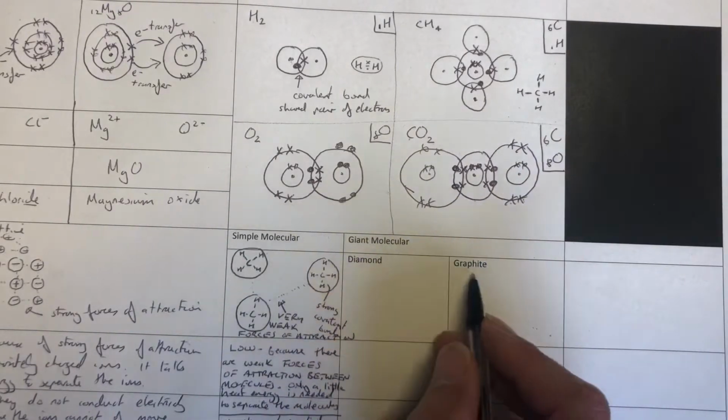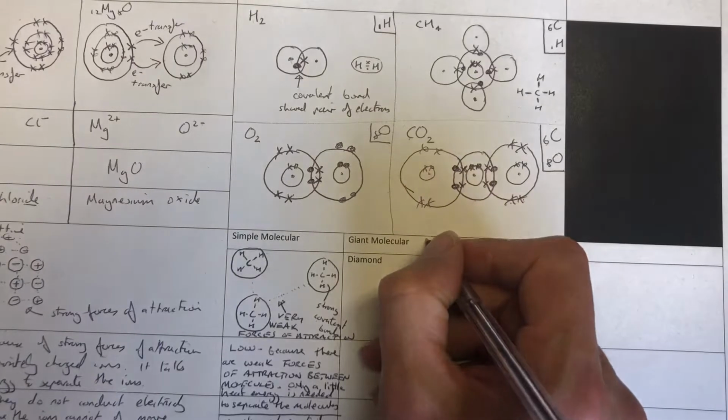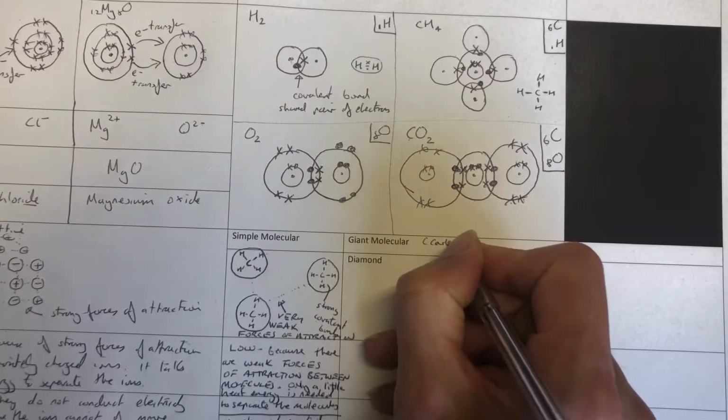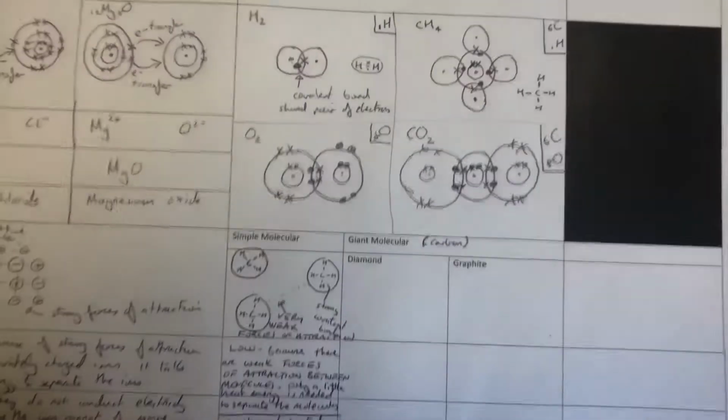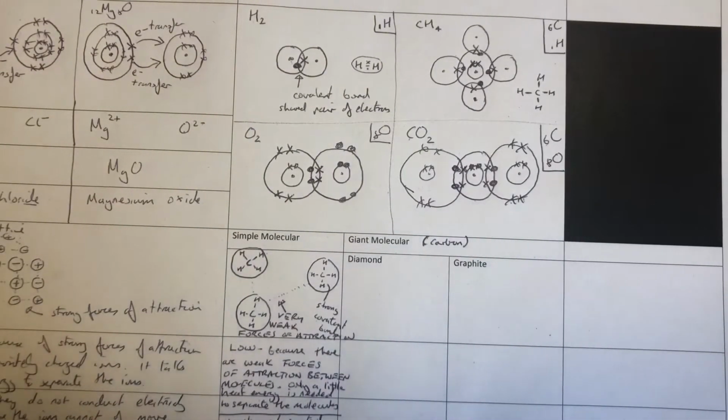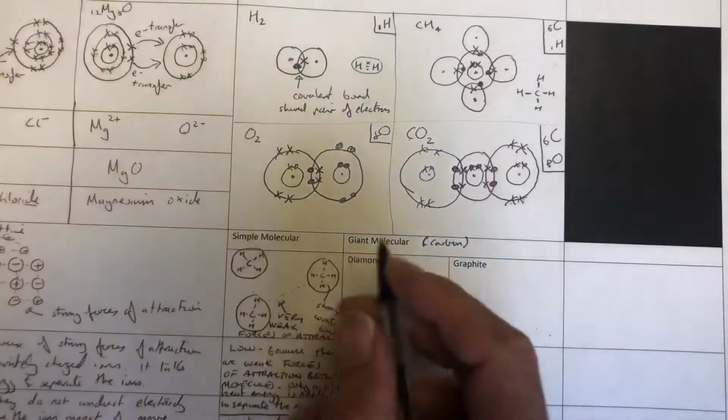But there's two main examples of giant molecules, and they both are carbon-based. Okay, carbon's quite unusual as it can bond together in different ways. If you're extremely lucky, you can find a lump of diamonds.